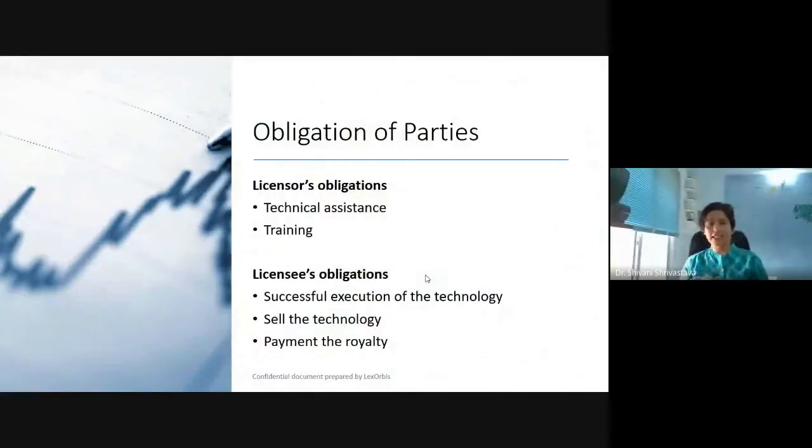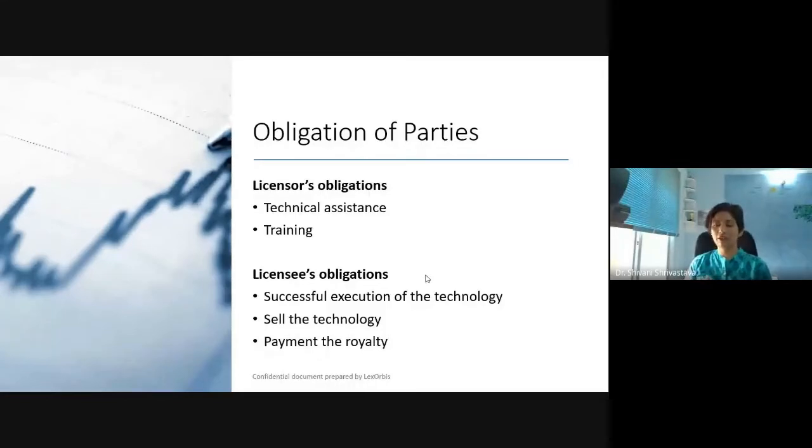So now, as we discussed, there are two parties involved. So obviously there would be obligations of parties. When we are talking about the licensor's obligation, the licensor is the person who owns the technology, who worked on the technology. He knows everything about the technology. Then he should be obliged to give all the required technical assistance to the licensee.